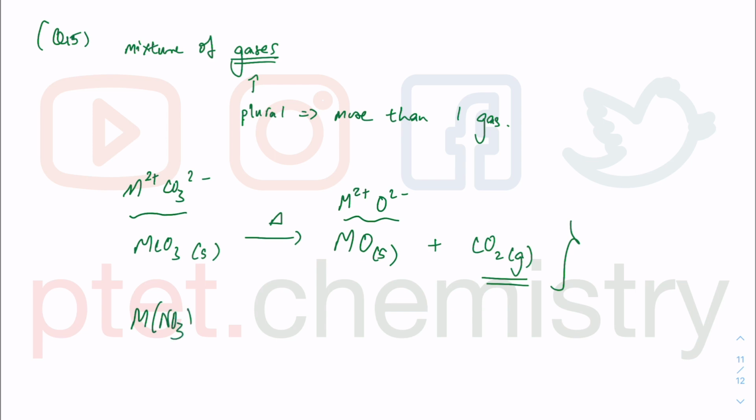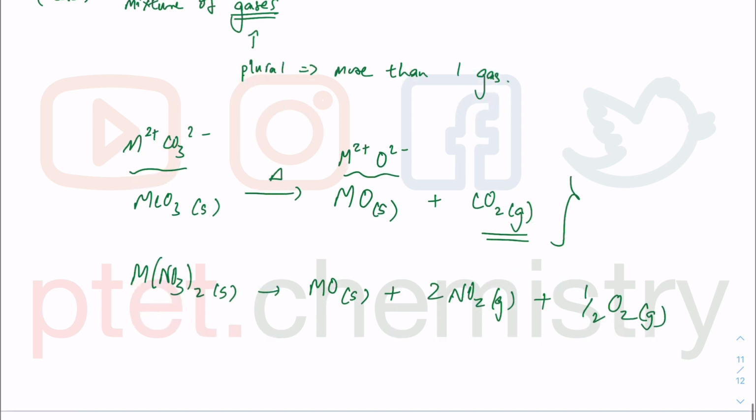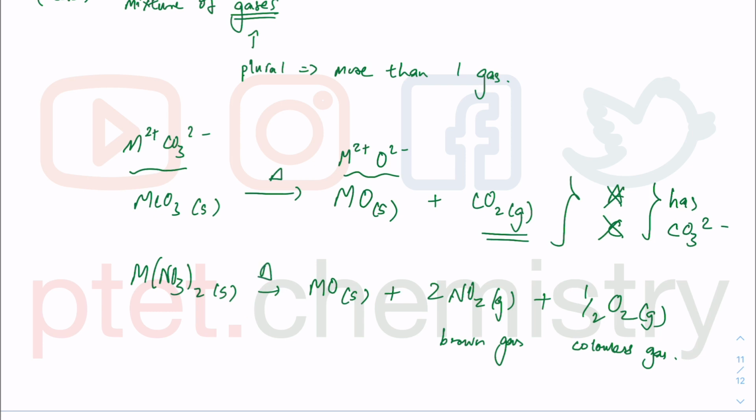Whereas if you have a group 2 nitrate, then it will give you a group 2 oxide as a solid, and you get 2 NO2 gas, which is a brown gas, and O2, a colorless gas, which you can test with a glowing splint. So this is a brown gas, and that is a colorless gas. There's no calculation involved here, but we can cross out option A and option C because both of these have carbonate, and we're looking at something that will decompose in the presence of heat to give you more than one gas. So I'm left with option B and D.